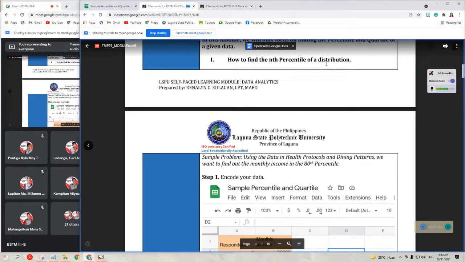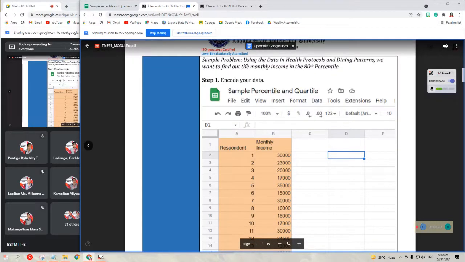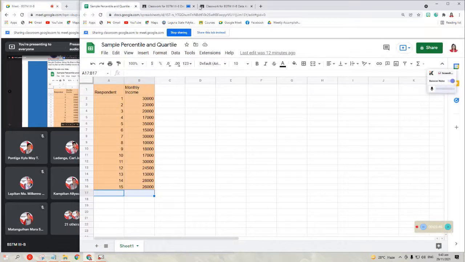So, to make it clear, I included here a sample problem. Hindi na tayo lalayo, yun ulit ang gagamitin natin na data. We have data in health protocols and dining patterns. So, dito, we want to find out the monthly income in the 80th percentile. So, just please pay attention.